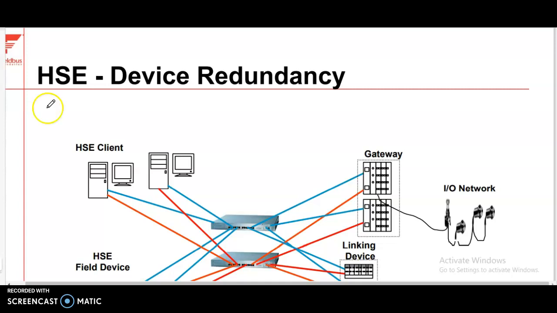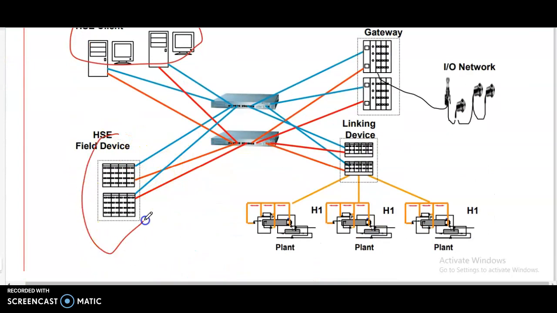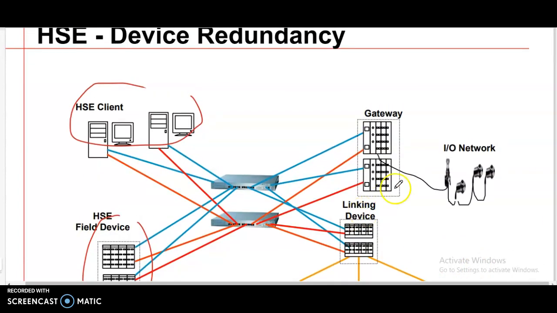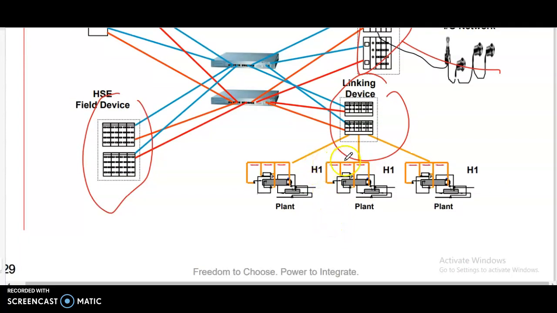High speed Ethernet. HSE client. Here HSE field device, router, gateway, linking device, I/O network, H1. All are Fieldbus, plant.